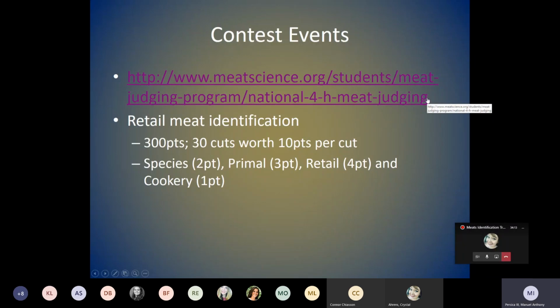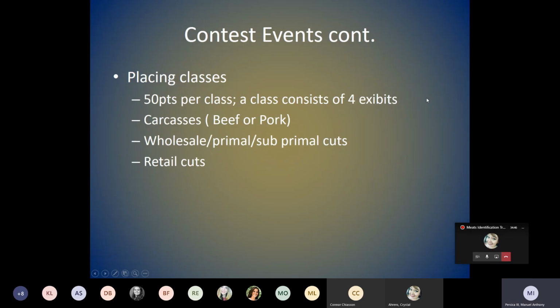The retail meat identification portion will be 30 cuts that are 10 points per cut. So this is the one that's important. This is what wins contests. 300 points right off the bat. You get 2 points per species, 3 points for a primal cut, 4 points for a retail cut, and 1 point for cookery. I can tell you that it comes down to this at the national level, and it's pretty impressive.